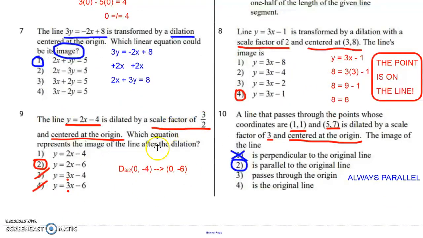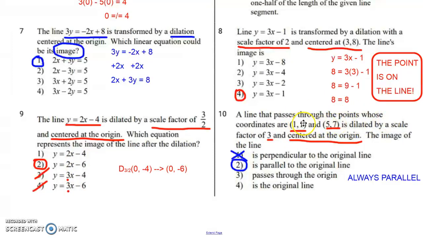For question number 9, it tells us that the line is dilated by a scale factor of 3/2 and it's centered at the origin, which means all I'm going to do is keep the same exact slope, and take the y-intercept, which is (0, -4), and dilate that. We went from (0, -4) to (0, -6) by multiplying -4 times 3/2. I trust you can do that by yourselves on your calculator. Anyway, this is the new y-intercept, and that goes here.